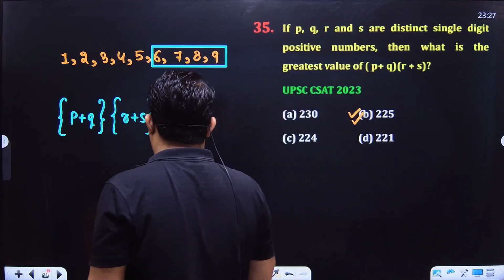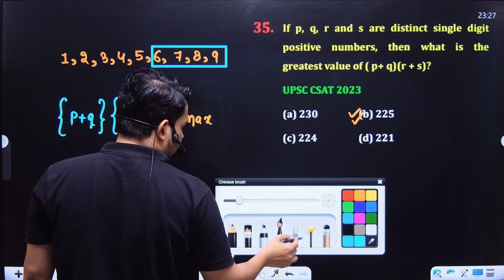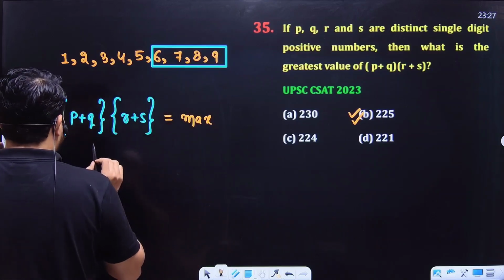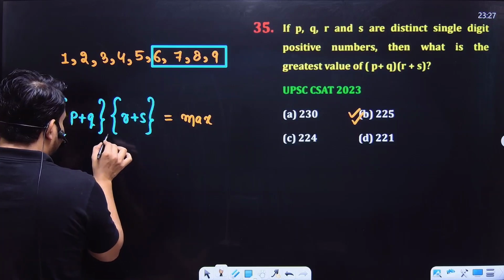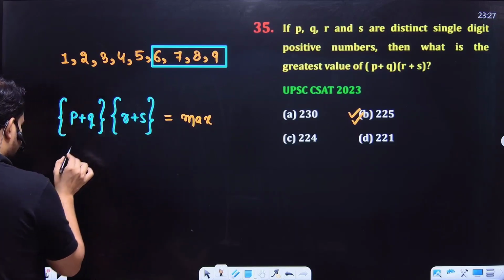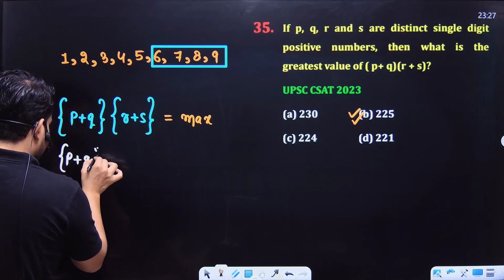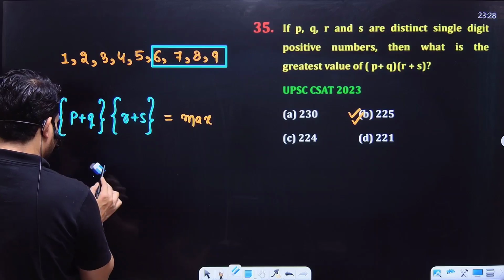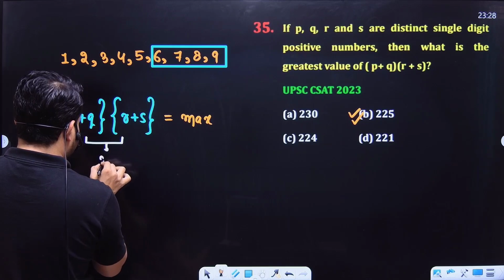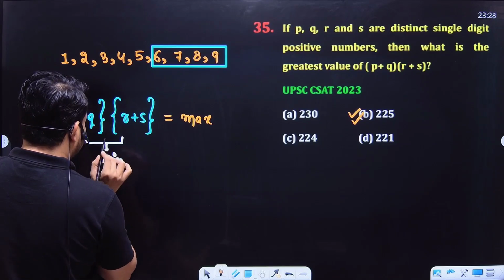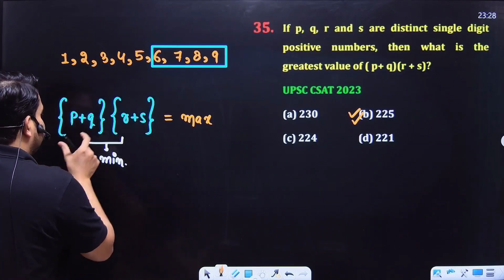I will tell you the basic. You have to write the maximum value, and this will come if you write something here and something here, and their difference is minimum. P plus Q and R plus S, their difference should be minimum, then you will get the maximum value. So how will the difference be minimum?